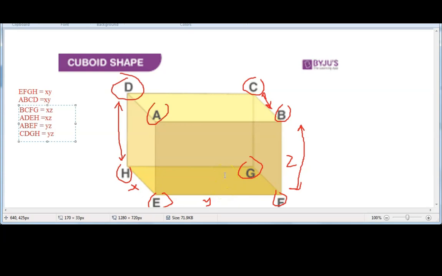Okay, now combining the 6 faces, you're gonna have ABCD plus EFGH plus BCFG plus ADEH plus ABEF plus CDGH. So there you have it, 6 faces.